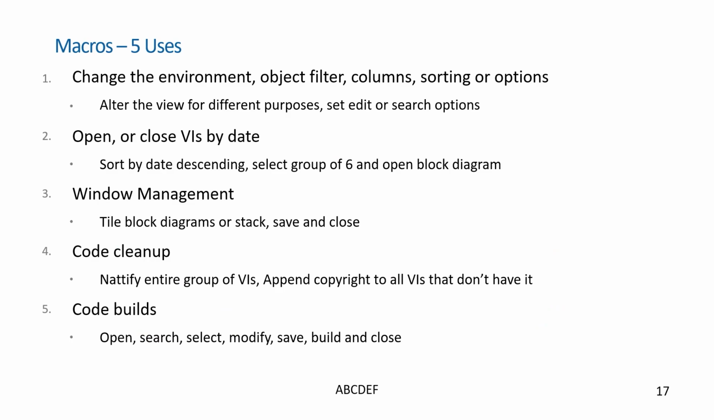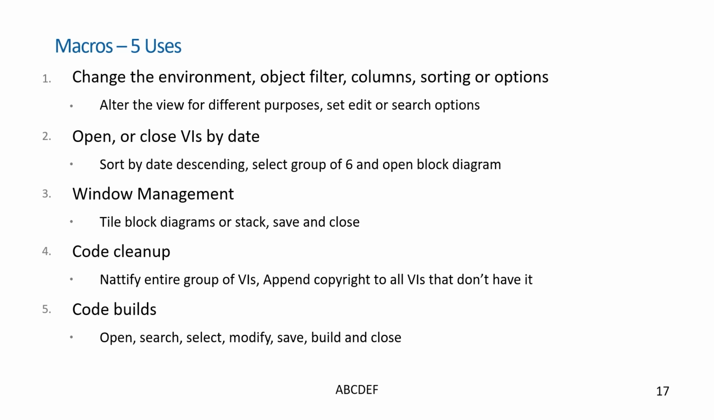99% of Pi features can be executed in a macro. Here are 5 typical uses for macros. Change the environment, object filter, columns, sorting, or other view options. You can alter the view for different purposes or set edit or search options.